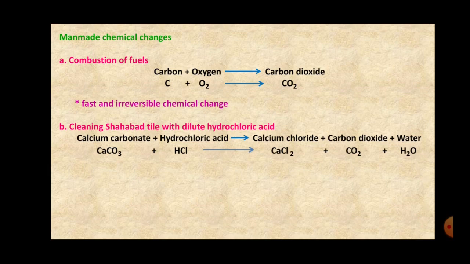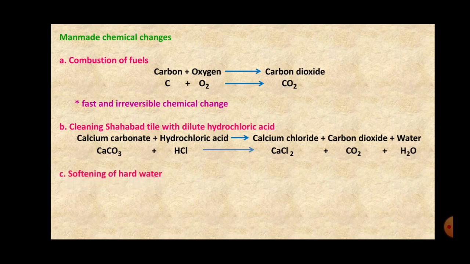Now here we will see that gas comes out in the form of bubbles and carbon dioxide is formed. Okay, so the word equation of this can be written as calcium carbonate plus hydrochloric acid, arrow, calcium chloride plus carbon dioxide plus water. And if we write the equation form, it will be CaCO3, that is calcium carbonate, plus HCl, hydrochloric acid, gives calcium chloride plus carbon dioxide plus water. This is the chemical equation of cleaning Shahabad tile with dilute hydrochloric acid. Okay.